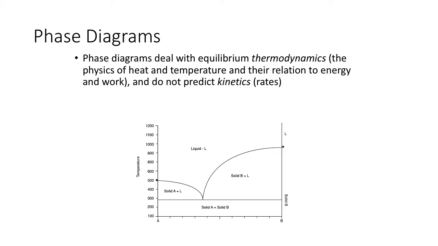It's equilibrium thermodynamics. So what that means is that we're talking about what is stable, and it has nothing to do with time scales. How long it takes to stabilize or to reach equilibrium is a different question. Thermodynamics always deals with that question of what is a stable thing. So a diamond is stable at high pressures, right?